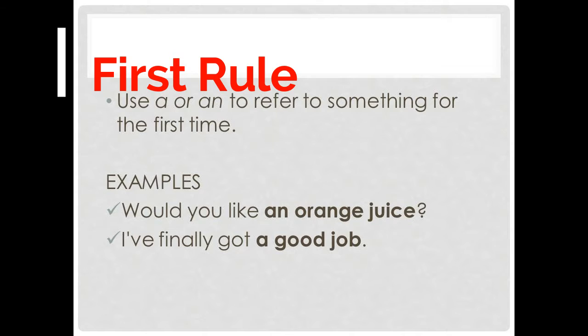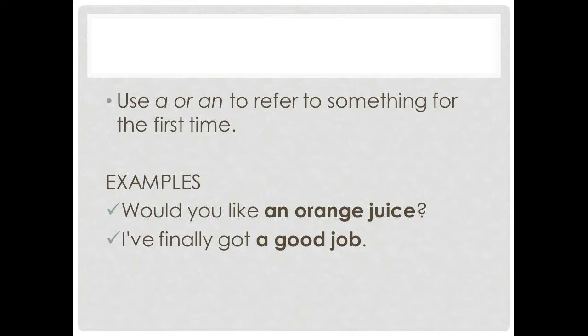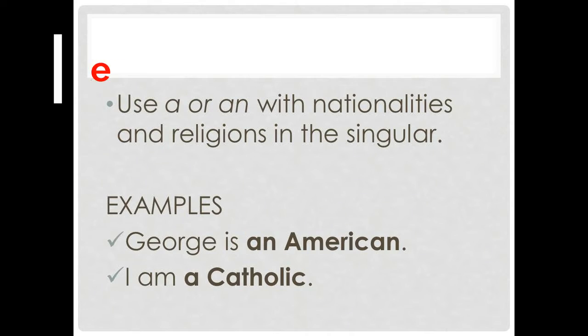Let us now see the uses of a and an. Use a or an to refer to something for the first time. Examples: would you like an orange juice? I finally got a good job. Use a or an with nationalities and religions in the singular. Examples: George is an American. I am a Catholic.